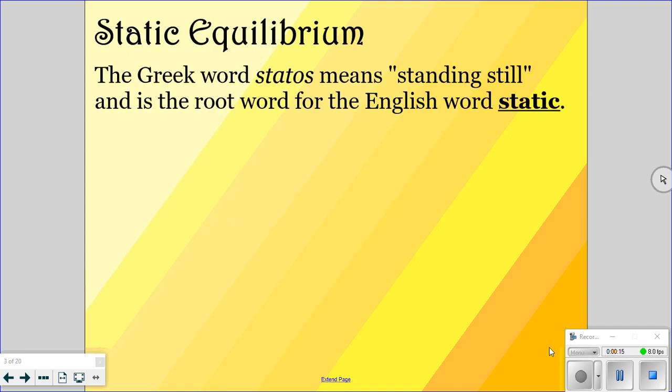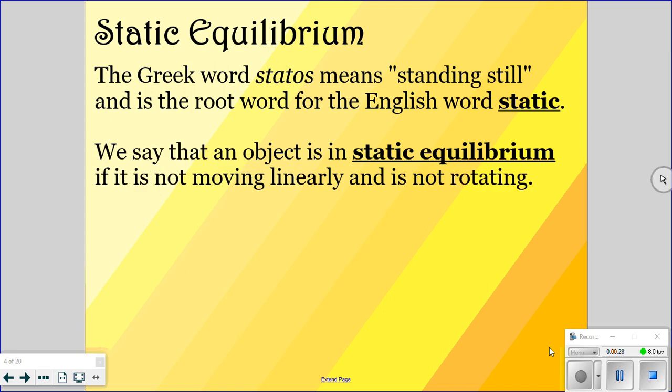The Greek word statos means standing still, and it's our root word for static. So that's where static comes from, standing still. We say that an object is in static equilibrium if it's not moving linearly and it's not rotating. Obviously, the particles inside of the object can be moving, but if the object itself is not moving and it's not rotating, it's in static equilibrium.